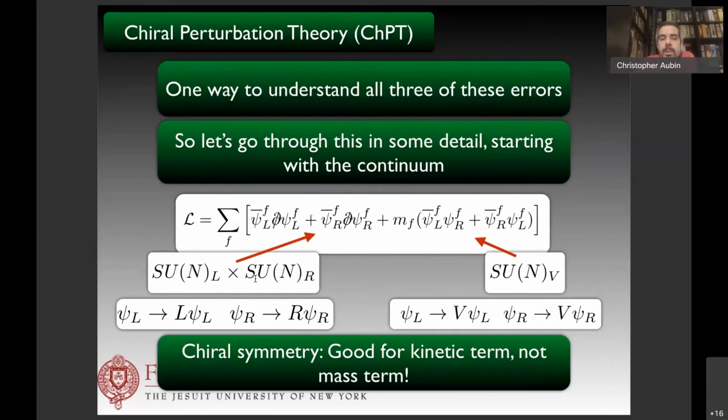So instead of having a full chiral symmetry of SU(N) left cross SU(N) right, we have the vector subgroup of that symmetry. In other words, as long as I transform the left and right-handed guys by the same SU(N) matrix V, then it's a symmetry. But the full chiral symmetry is not a good symmetry for the mass term. Now, what that means is that we would expect certain quantities, one of which I'll put up on the next slide, that should vanish if this is truly a perfect symmetry.